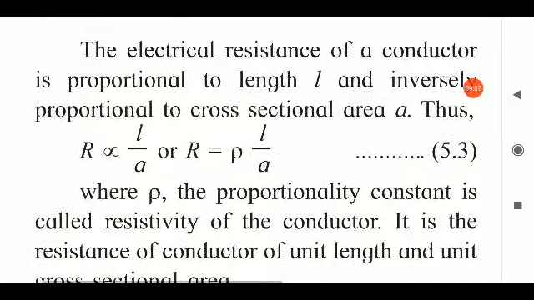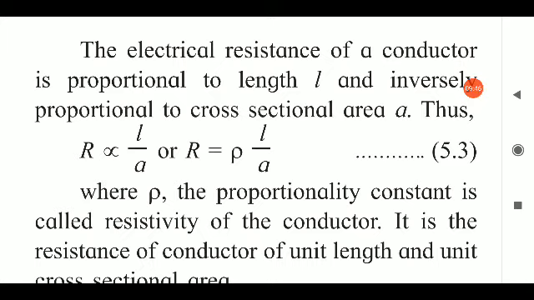Now students, we go to the next step: the electrical resistance of a conductor is proportional to the length L and inversely proportional to the cross sectional area A. Resistance of a conductor is very important to calculate the conductance. Before calculating the conductance, we should know the resistance of any conductor. Therefore R is directly proportional to L and inversely proportional to A, or R is proportional to L/A.